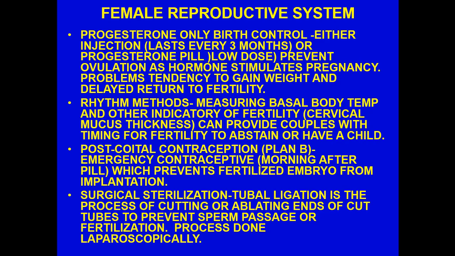Then we have surgical sterilization. Now, I mentioned vasectomy for the males last lecture, I believe. Tubal ligation is the process in which they will cut, they may tie off, or they may ablate, which basically means cauterizing the ends of the cut tubes. This prevents sperm passage or fertilization. Usually the process is not very invasive. There's still a little bit of invasiveness, but they do it laparoscopically, so it's done very quickly, and the person can go home the next day.